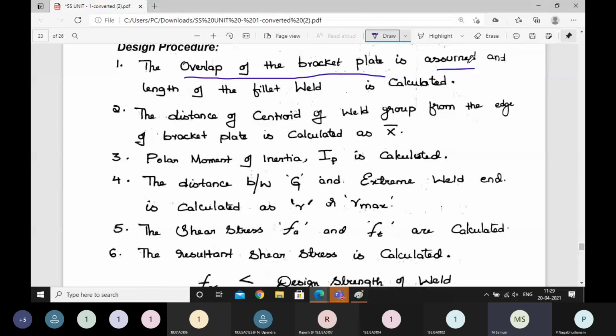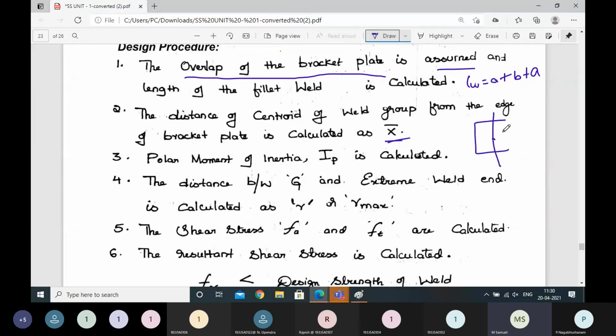First thing. Next, now the distance of the centroid of the weld from the edge of the bracket plate is to be calculated, x bar. This is the centroid G. The distance of the centroid of the weld from the left edge of the bracket plate, we need to calculate.